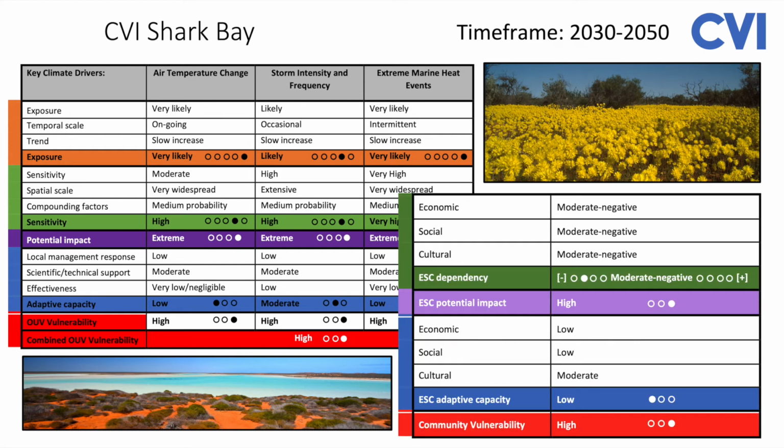In addition to that, we also looked at the economic, social and cultural components and followed through the CVI process, also arriving there at a community vulnerability level in the highest category.